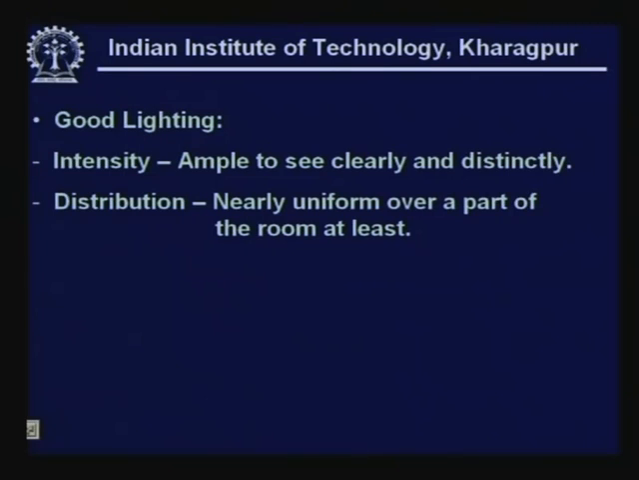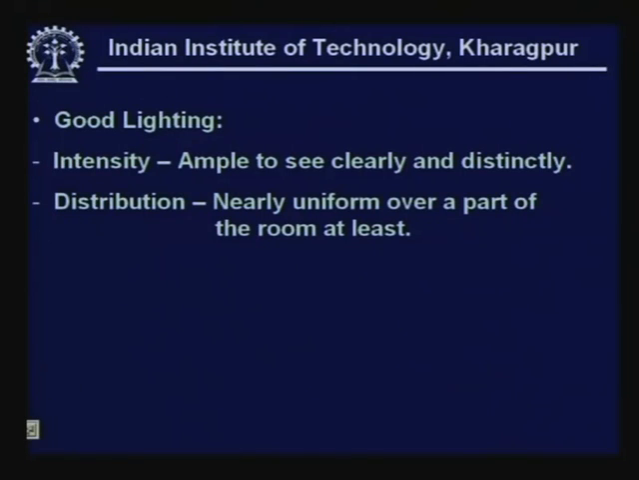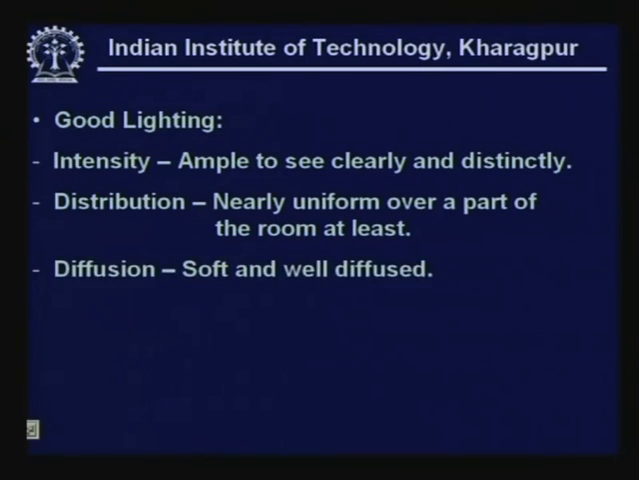Distribution of light again should be uniform. In fact, that is why you find that in good lighting installations it is never a single lamp in a large room. It is a number of lamps so positioned that at least due to one particular lamp you get a uniform light over a part of the room. So, distribution is the second important aspect which constitutes good lighting.